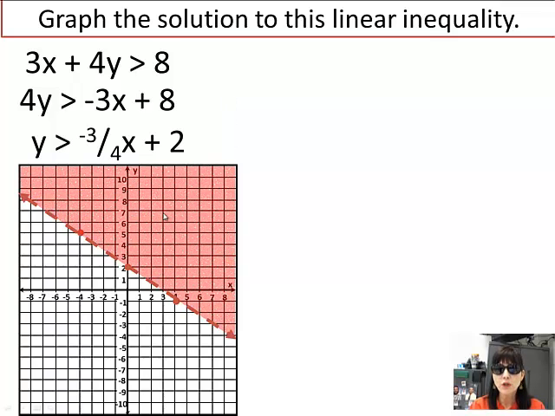We got to figure out which region we're going to graph. And as you see on the screen, it is the region above the line because it says y is greater than. So it's the region that is greater than this line. I hope that makes sense. If not, let's try another one.